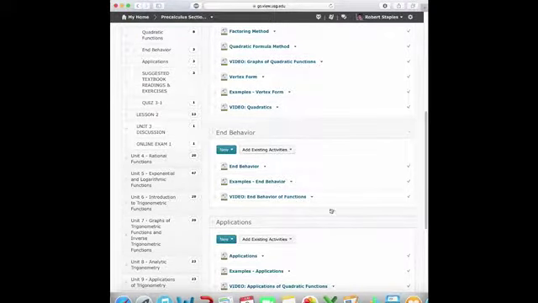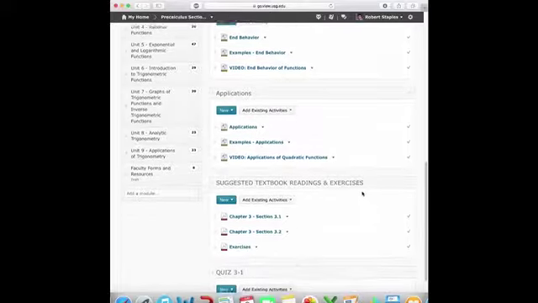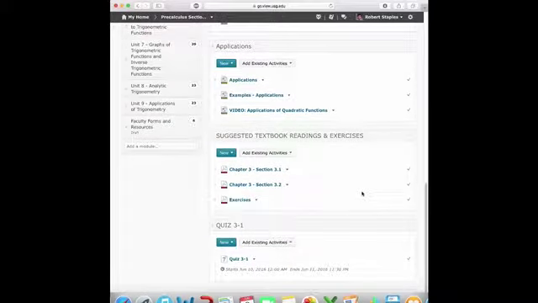We want to talk about end behavior, and we want to talk about applications. Applications are important, especially in quadratics. If we understand those, then we'll get a better feel for how to do the polynomial applications. And here are the textbook readings, and don't forget your quiz. These are important items here, and I want to encourage you to do a good job looking at those items.